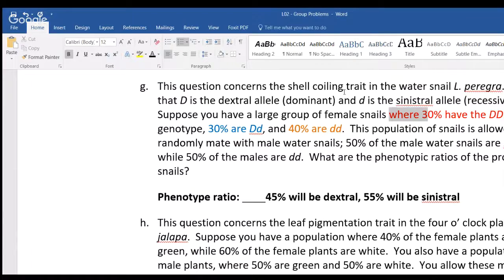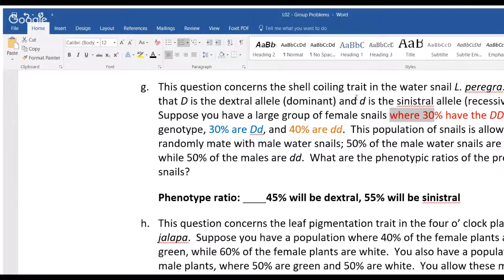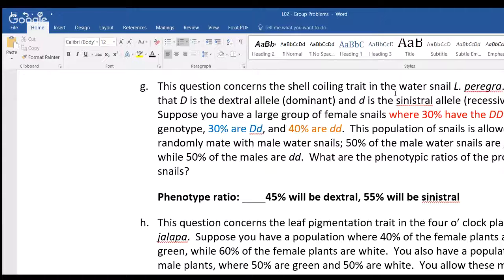G, so for these two problems, G and H, we need to look at their ratios and multiply them together to figure out, for this first one, whether they're dextral or sinistral. Because I believe it's the dominant D, right? That's where they're going to be dextral if they have that. And so we found it to be 45%, and then the rest is 55%. That'll be sinistral.